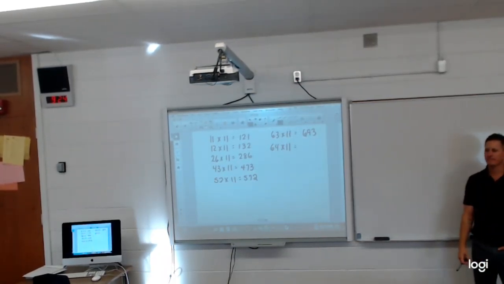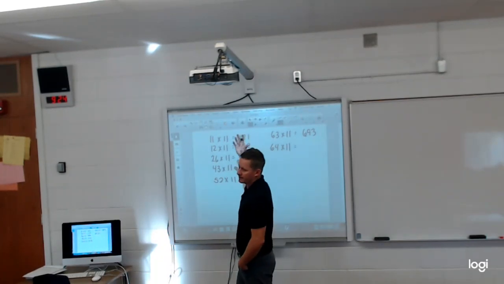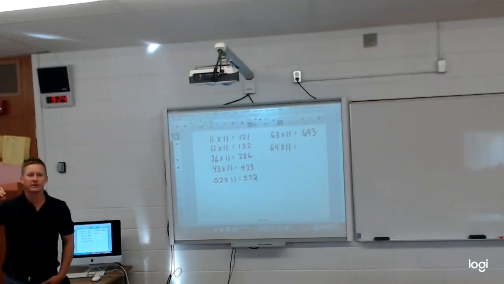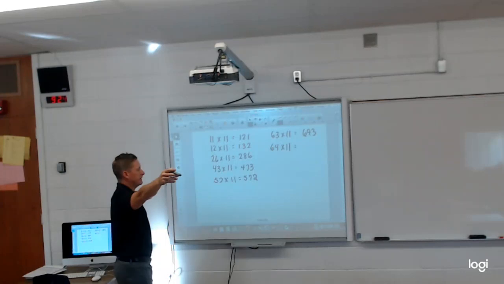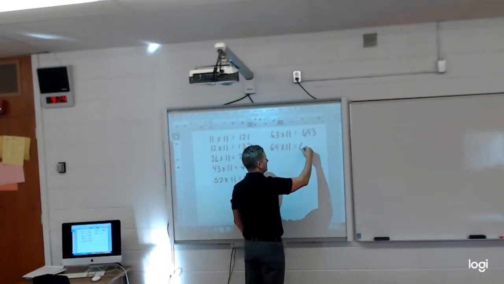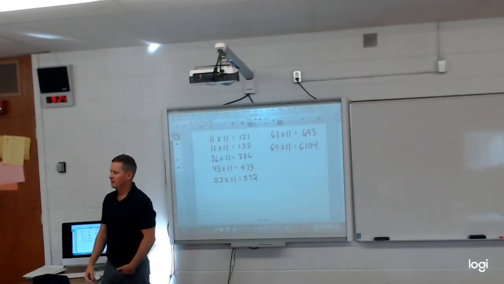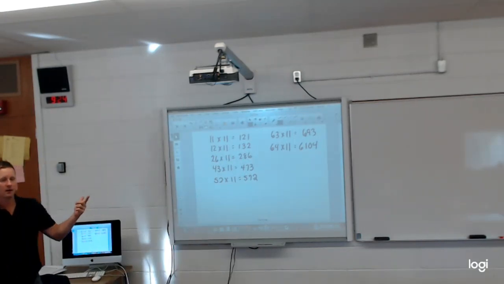Now try 64 times 11. 704. But what does the pattern tell us to do? First number is a 6, the last number is a 4, and the sum in the middle. That gives 6,104.